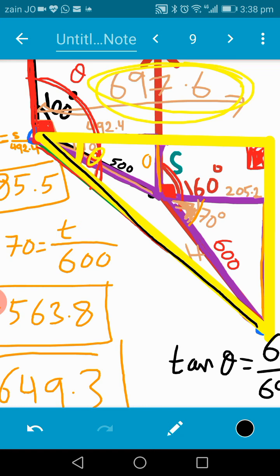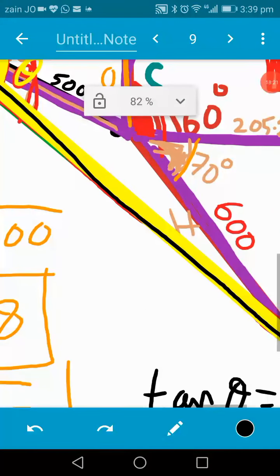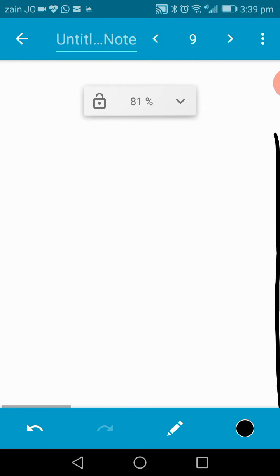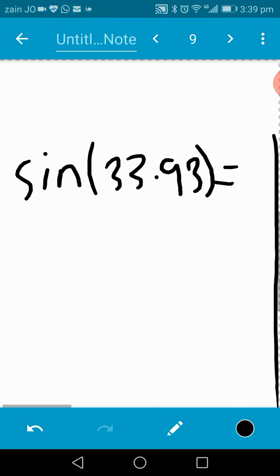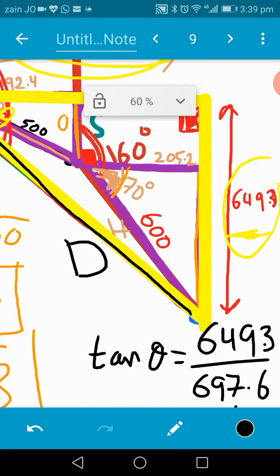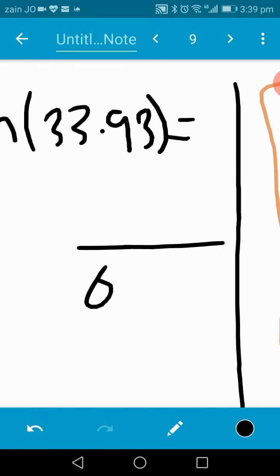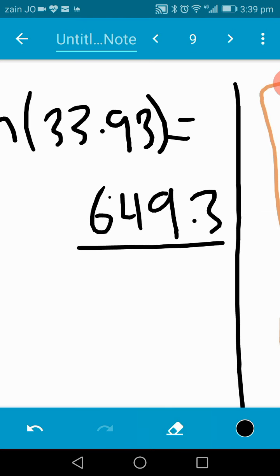This distance, as we said, either Pythagoras or you use sin or tan. Okay. This distance from the starting point to the finishing point, call it D. So I'm going to find D now. Let's use sine. Sine of the angle we found, 33.93. I want to be a bit accurate here. Equals the opposite over what? Over hypotenuse. The opposite is 649.3 over D.